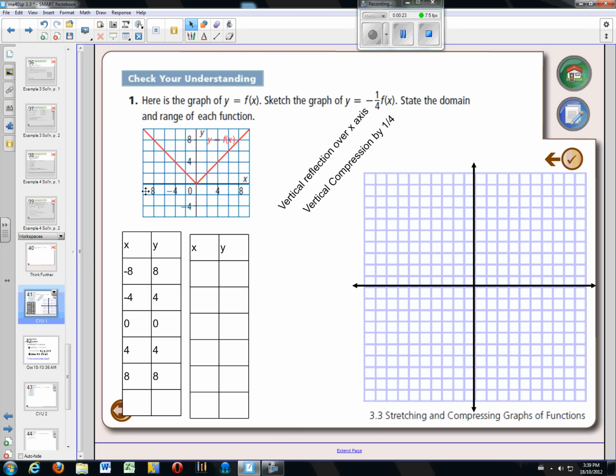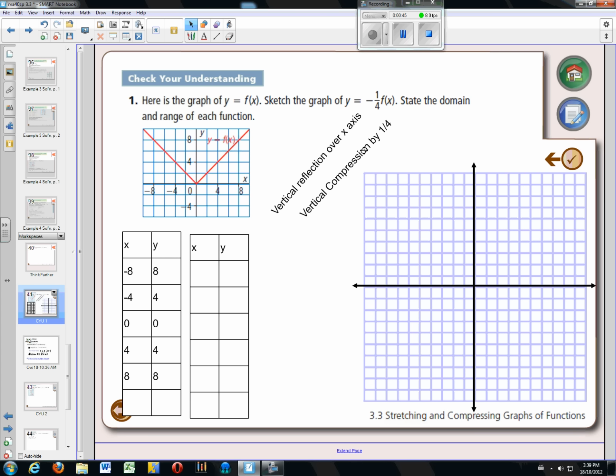What you'll want to do is I'm going to do all these questions with some tables. The first table, I've got the points that are on the initial red graph. So I picked some like negative 8, 8, negative 4, 4, 0, 0, 4, 4, and 8, 8. And now I need to go to the function y equals negative 1/4 f of x.